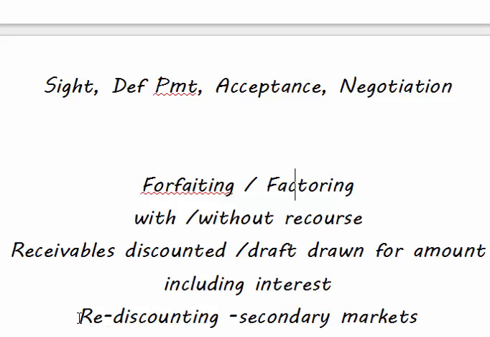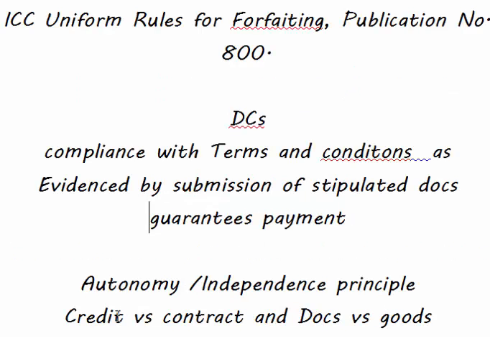These drafts which have been taken by the forfaiter or accepted by the bank can be rediscounted. If it is rediscounted in secondary markets, they will take it off their balance sheet, and accordingly the liquidity of this transaction goes up still further.